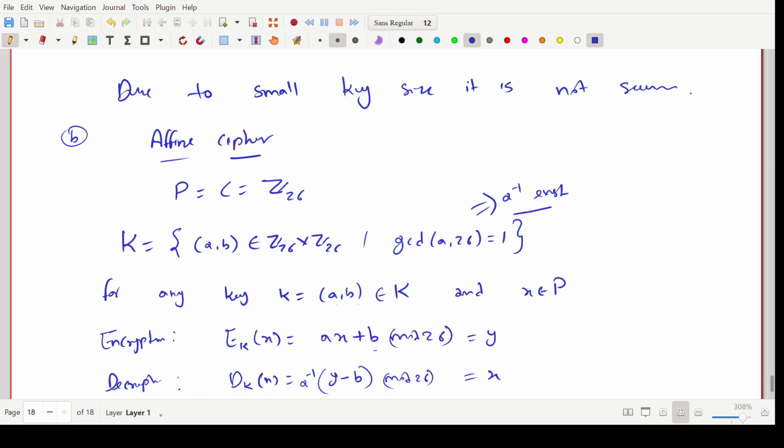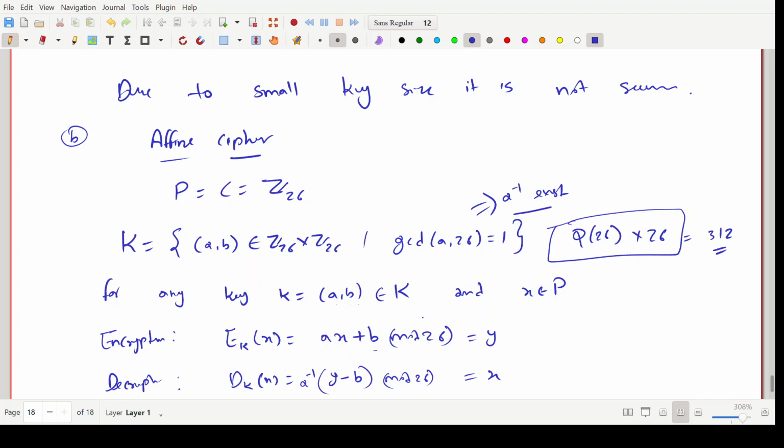Now if you observe that, what is the key size here? In this case, your key size is actually, A can have phi of 26 and B can have 26. So this is my new key size. Earlier it was only 26, now it is phi of 26 into 26, which is actually a larger one. But still here also this will be actually 312.